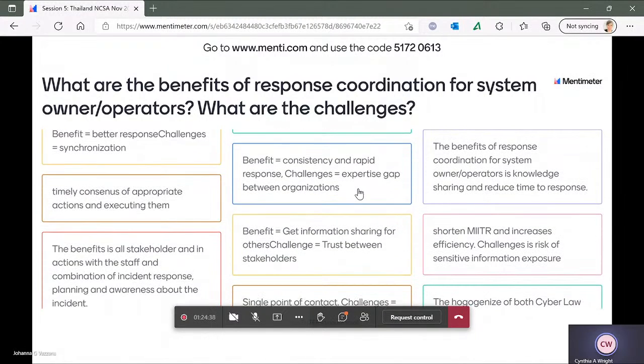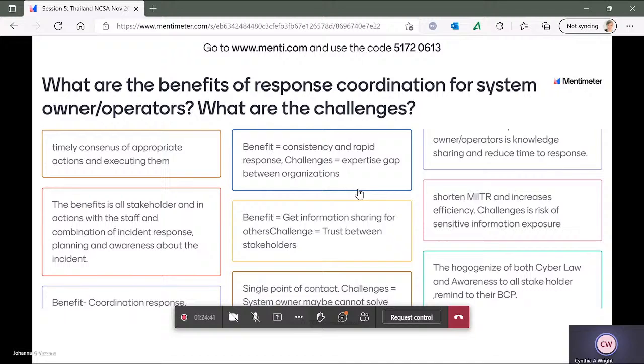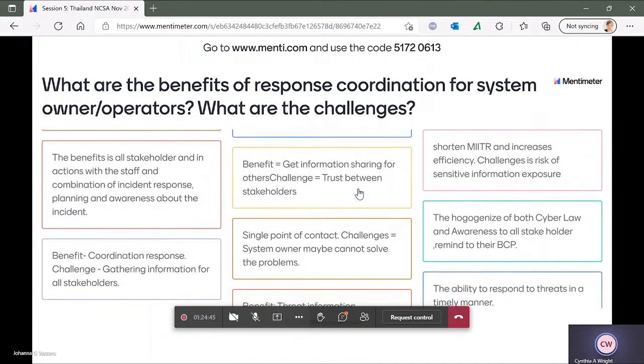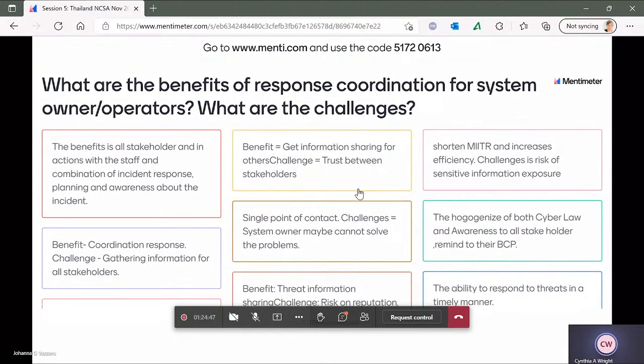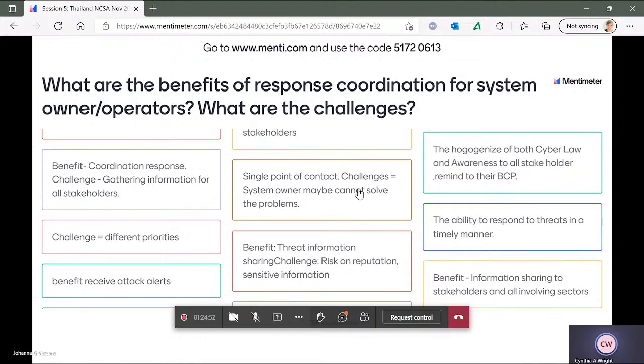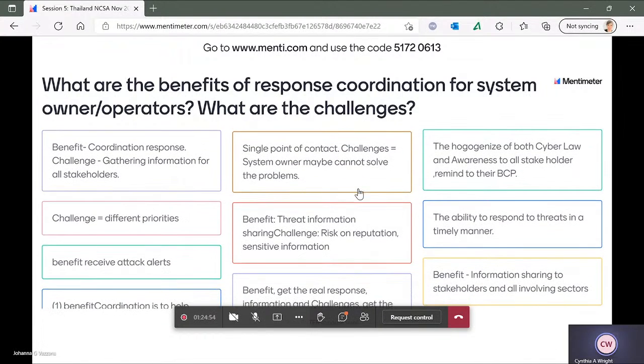I've also seen a lot of comments here on threat awareness, and I know we're going to talk a little bit more about threat awareness in a couple of minutes, so I don't want to get into that. But that is an important piece of being involved in a response coordination system.